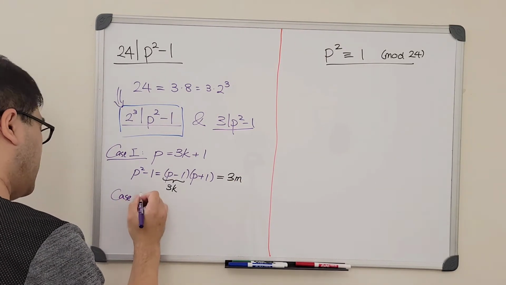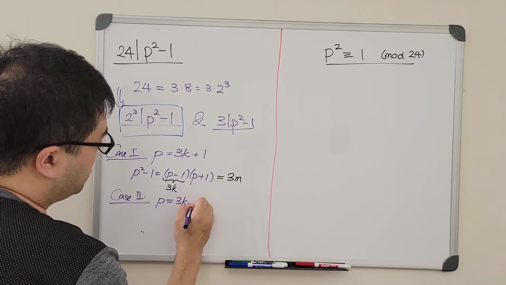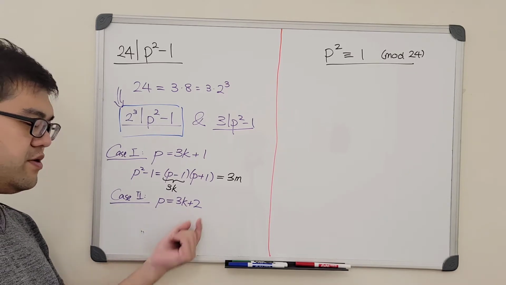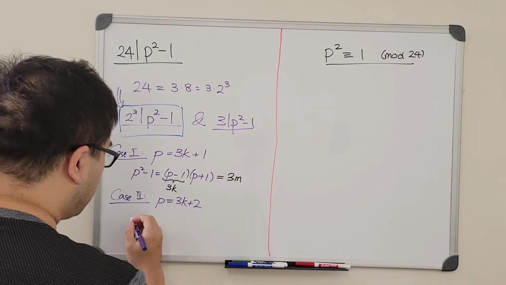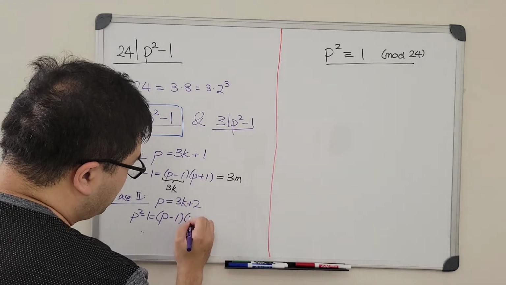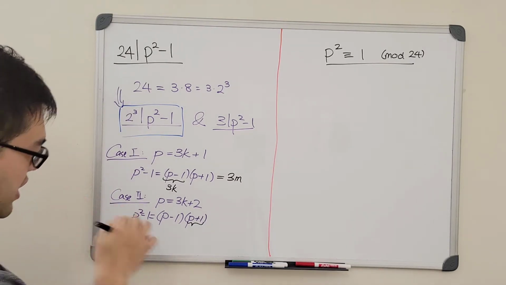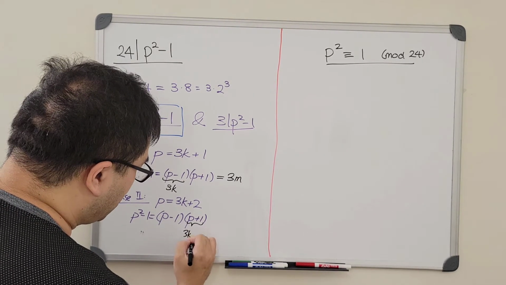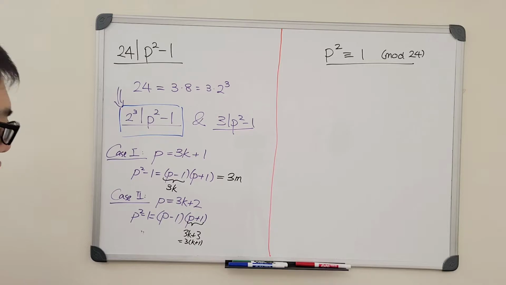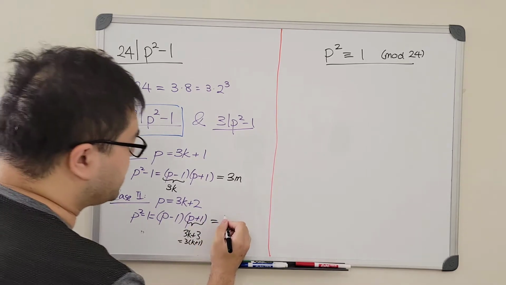Then for the second case, suppose p is congruent to 2, or in other words, it is some multiple of 3 plus 2, meaning the remainder is 2. Then we also get p squared minus 1 is certainly p minus 1 times p plus 1. And this time, the second term will turn into 3k plus 3, and we can factor out the 3, ending up with 3 times the quantity k plus 1. In other words, because of the second part, we can claim that this product is also a multiple of 3.